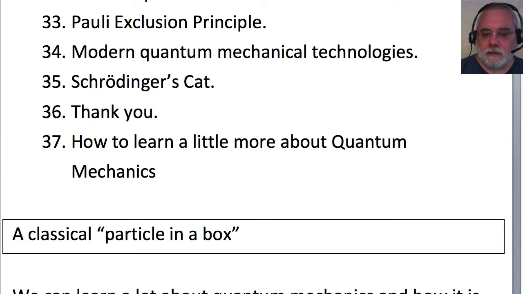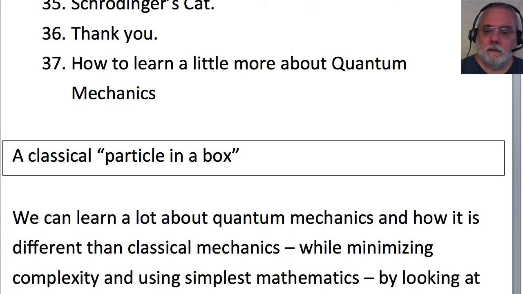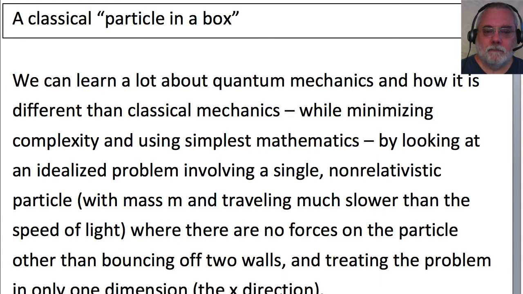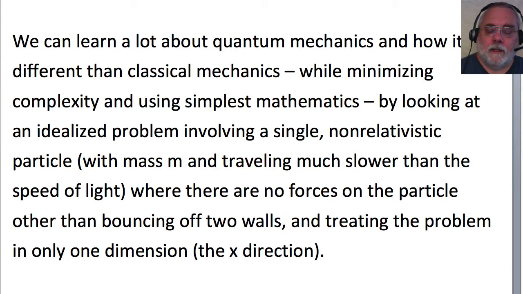Now we'll look at a classical particle in a box. So not quantum mechanics, a regular classical mechanics particle. We can learn a lot about quantum mechanics and how it is different than classical mechanics, while minimizing complexity and using the simplest math, by looking at an idealized problem involving a single non-relativistic particle with mass m and traveling much slower than the speed of light, where there are no forces on the particle other than bouncing off two rigid walls, and treating the problem in only one dimension, the x direction.